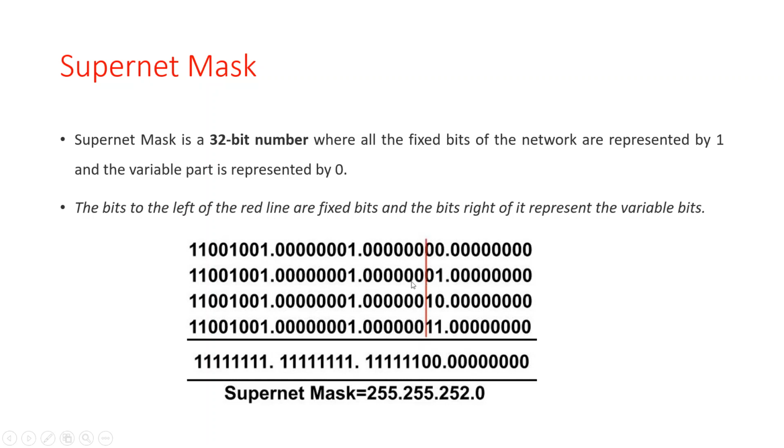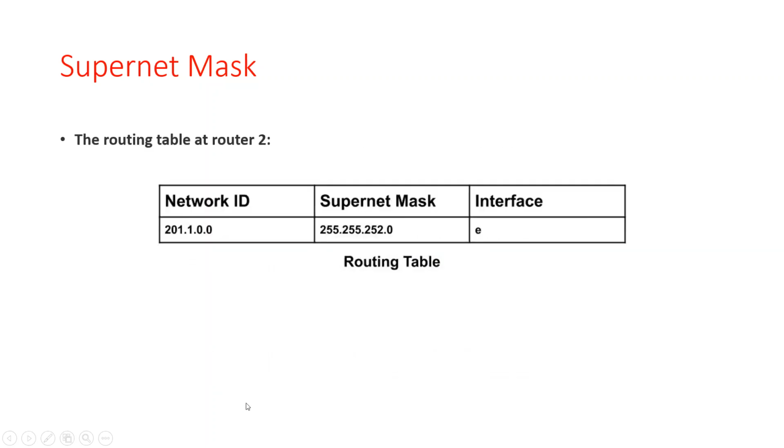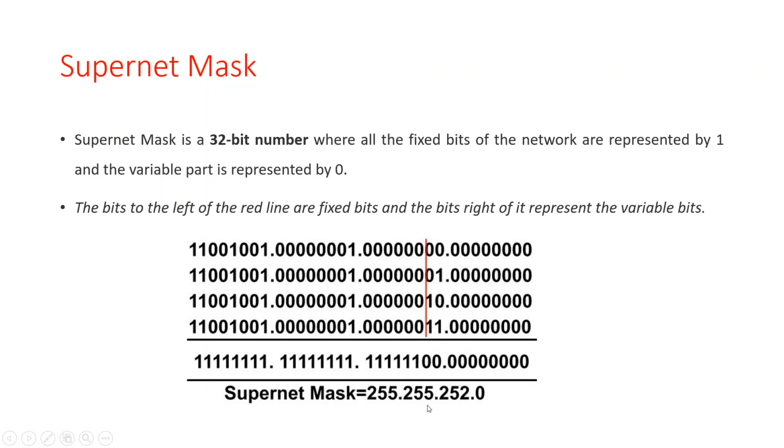The left hand side here is all fixed, for 201 and 1, and what changes is the part at the lines, which goes through 00, 01, 10 and 11. So the bits to the left of the red line are fixed bits and the bits to the right of it represent the variable bits. Okay, so here we get these values. So the supernet mask is 255.255.252.0.